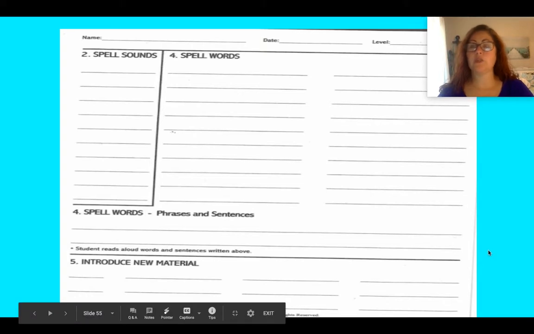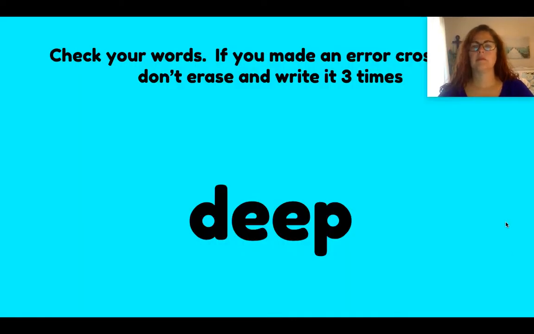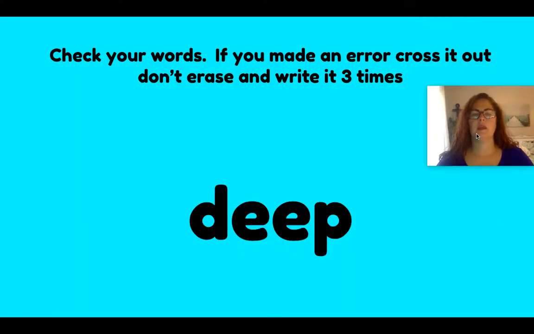And now we're going to check the words that we should have written. First word should be deep. If you made an error, cross it out. Do not erase. Cross it out and write it correctly 3 times. You will do that correction for all of the following words.